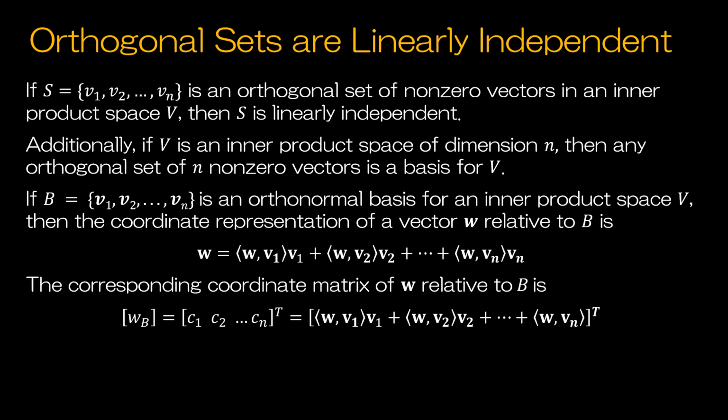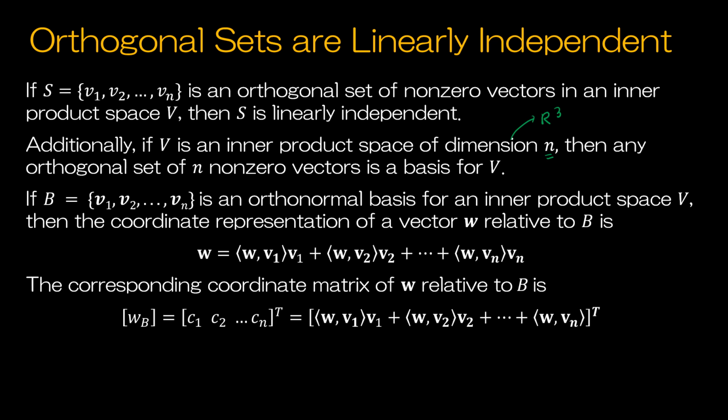Additionally, if V is an inner product space of dimension n, then any orthogonal set of n non-zero vectors is a basis for V. So again, we were dealing with R3 a few moments ago, and I said that also shows it's a basis. This is what I'm referring to. So we had dimension 3. Any orthogonal set of 3 non-zero vectors is a basis for that, in this case, R3.